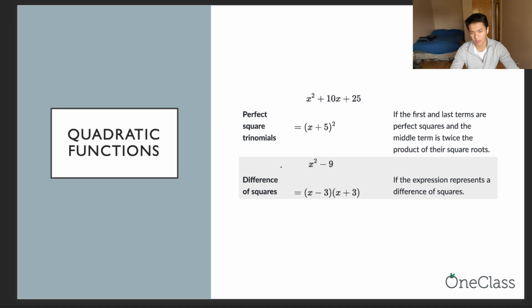These next two are more like shortcuts. We talked about difference of squares already. If the expression represents a difference of squares, aka a squared minus b squared, then you can rewrite it as a minus b times a plus b, right? So we can see that here.